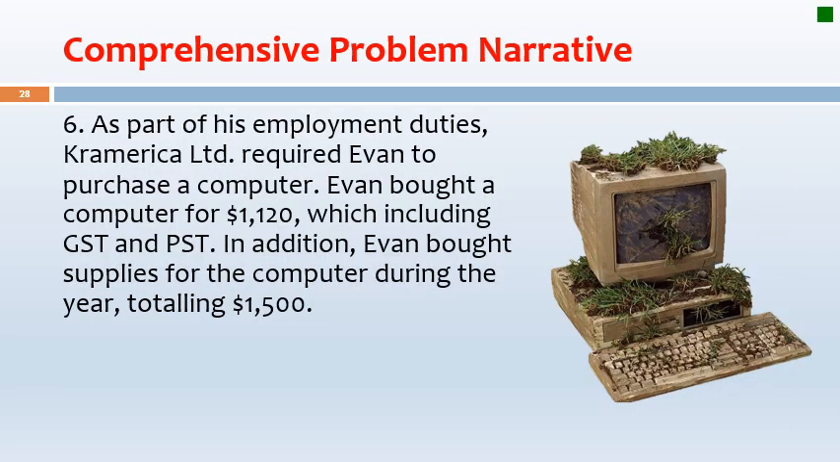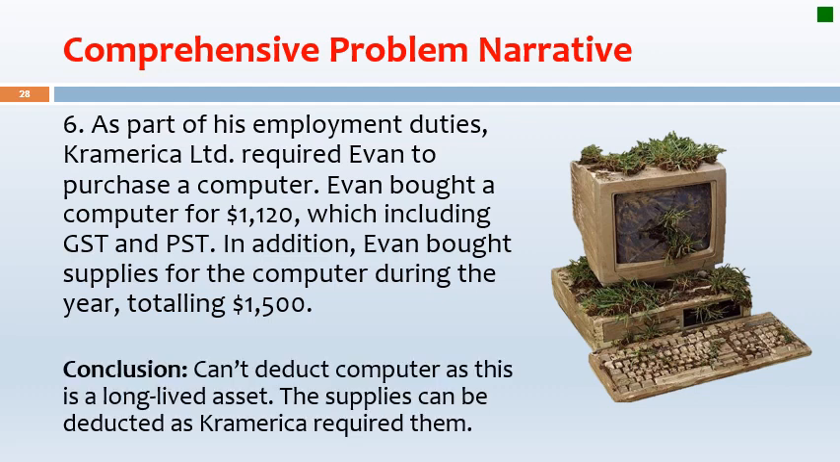Finally, Kramerica required Evan to purchase a computer and some computer supplies for his job. If he spends his money on capital assets for work, can he deduct this? Or can he amortize it over time? The answer here is that employees are rarely allowed to deduct capital assets, with very, very few exceptions. Things like supplies, as long as his employer required him to buy them and didn't reimburse him for the costs, can be deducted, but these deductions are also limited. In this case, we'll be allowed to take the deduction, but the cost of the computer is just something Evan's going to have to eat.